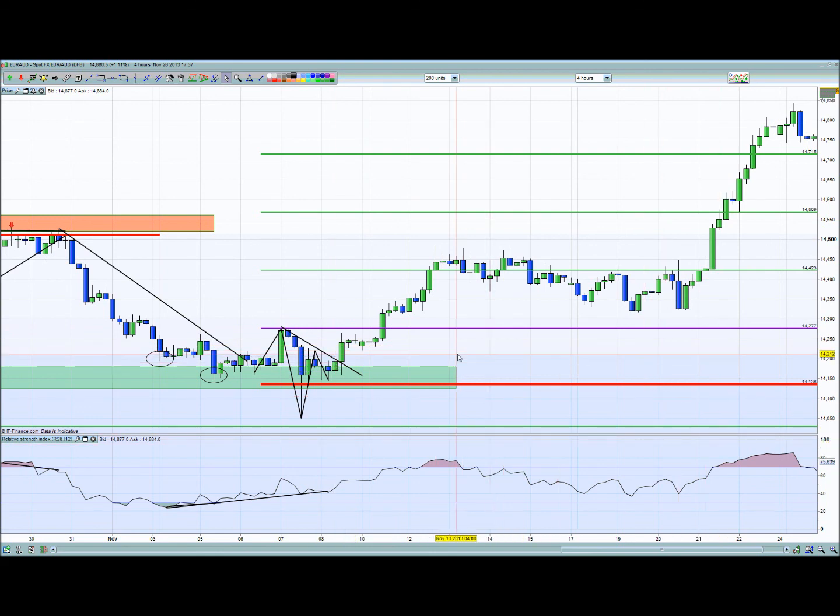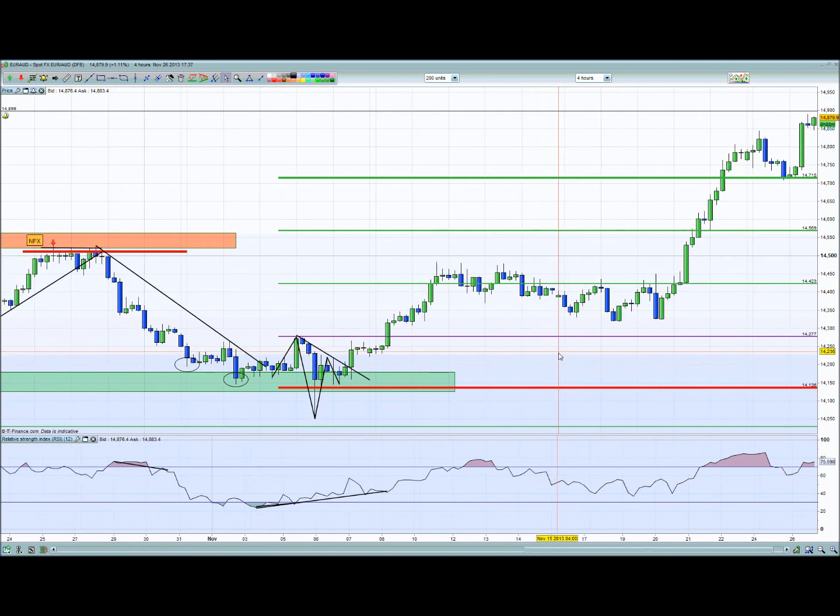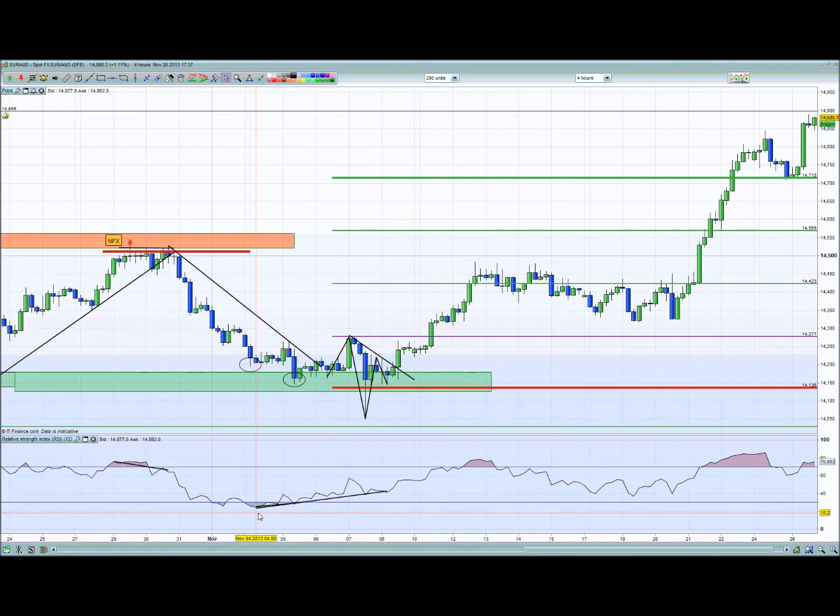Okay, so that's just divergence covered. As I say, we combine it with other aspects such as a 0.5, which will be a harmonic formation, XABCD, or 0.5 extremity reading. But the most powerful moves are when they all come together with a lovely bit of divergence.